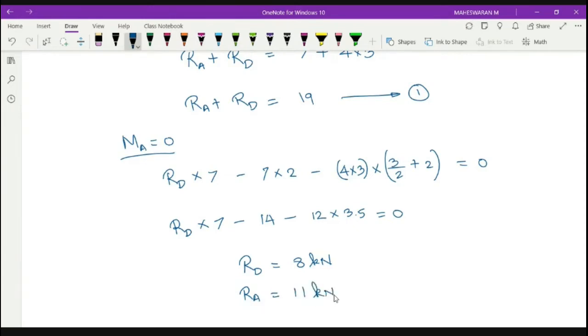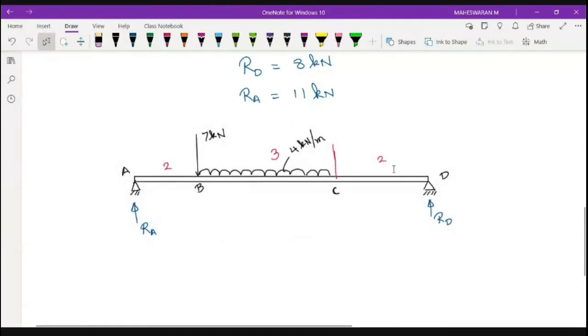So these are the two values. I identify what the values are. Okay. So I have identified what is my RA and RD. So my RA is 11 kilonewton and RD is 8 kilonewton. Okay. So these are the values.